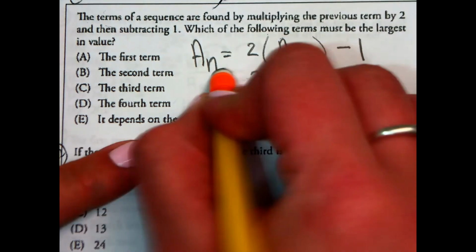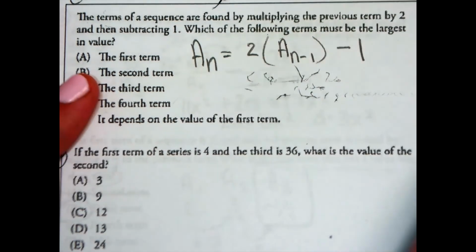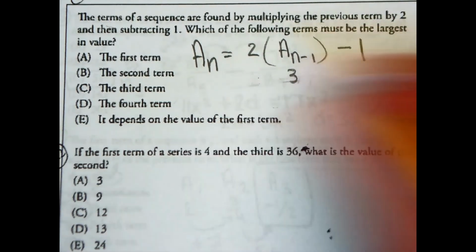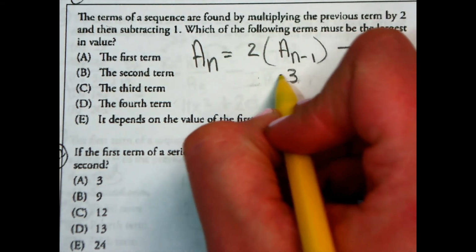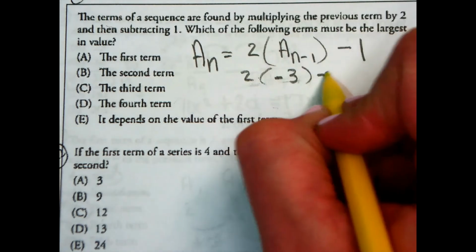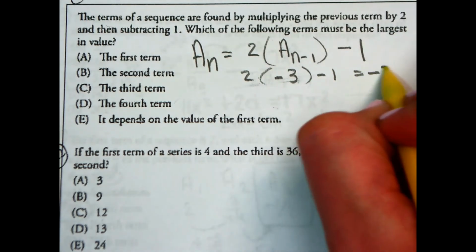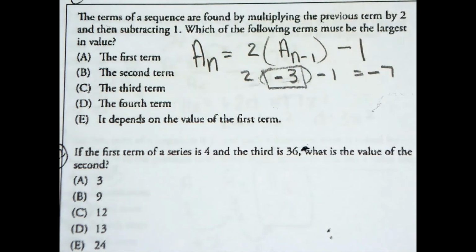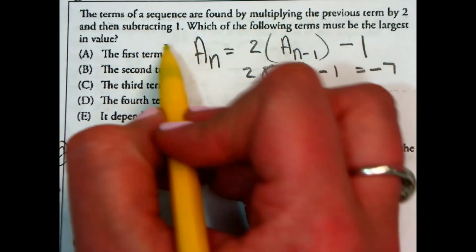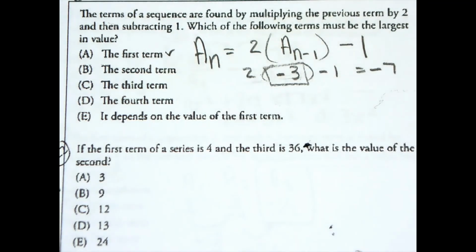So what that could mean, let's do an example. Let's say our first term is negative 3. To find our next term, term 2, we would get an answer of negative 7, meaning our first term is the biggest term. So I might stop and go, yeah, first term's the biggest. Okay?